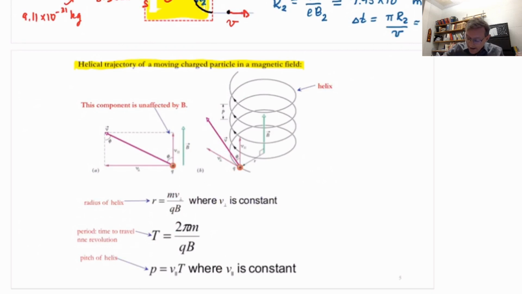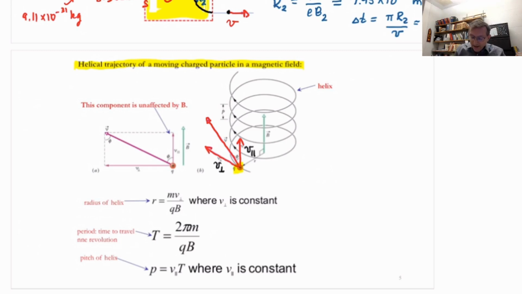This picture shows a magnetic field pointing upward in the plane of the screen. It shows a positively charged particle, charge q, with a velocity v initially, that has a component parallel to the magnetic field, labeled v parallel, and a component perpendicular to the magnetic field, labeled v perp.